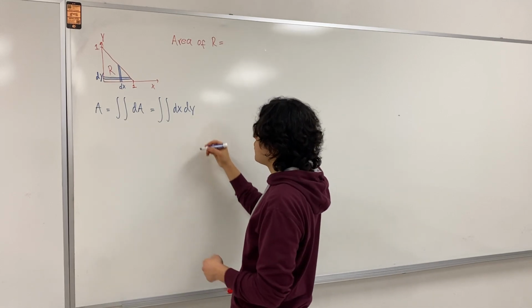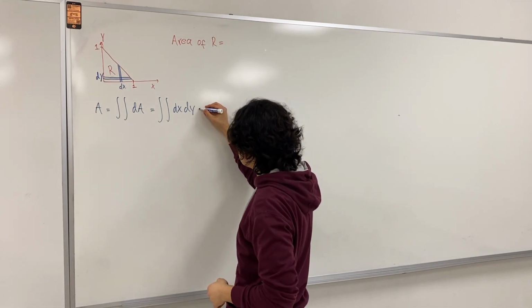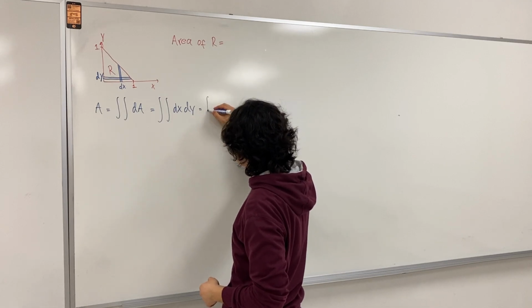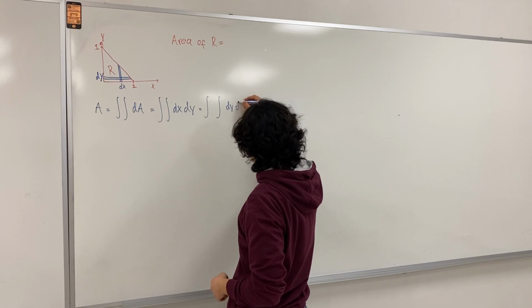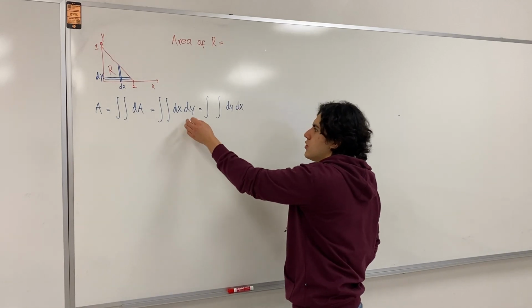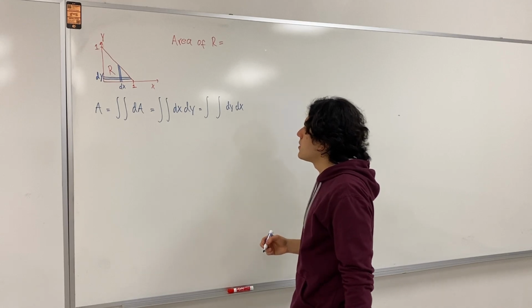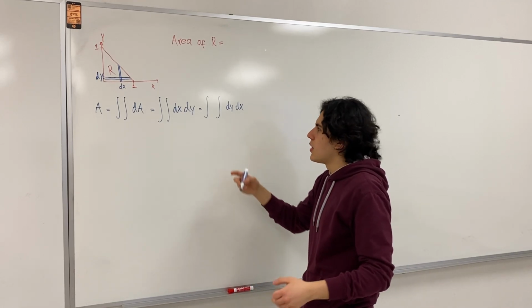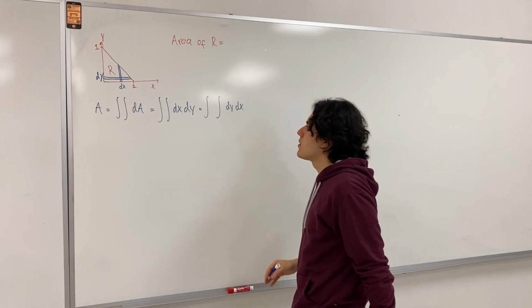To do that, I first want to switch the order of integration. Instead of writing dx dy, I'm just going to write the integral of dy dx. This is totally legal. It is just an arbitrary choice, and you can do this without any consequences, as long as you haven't put in the bounds yet.